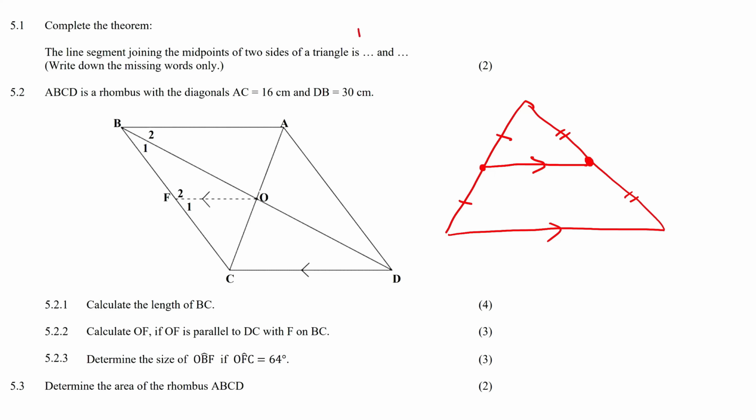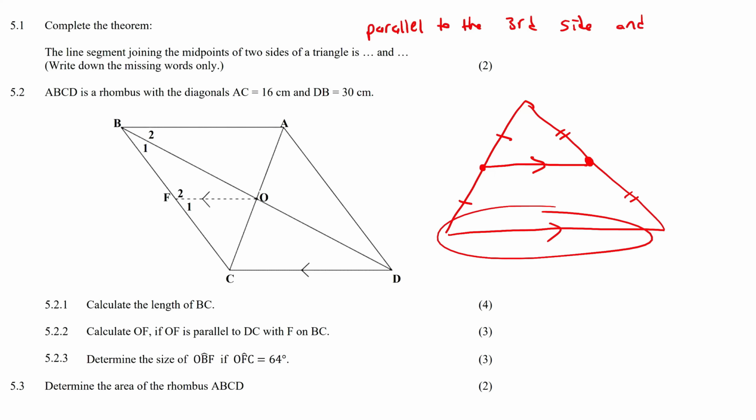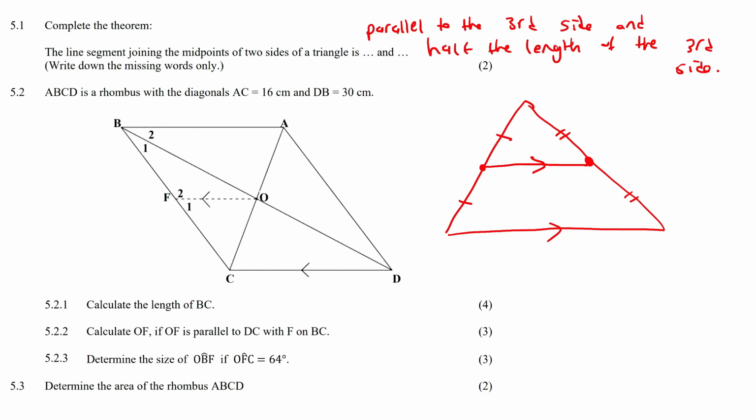So it says the line segment joining the midpoints of two sides of a triangle is, we can say, parallel to the third side. This is the third side, and it is half the length of the third side. Okay, perfect. So that's the midpoint theorem.